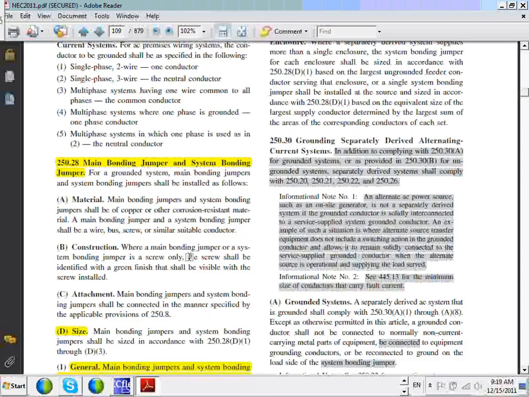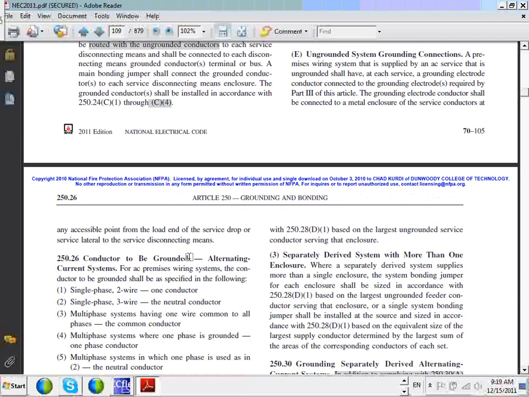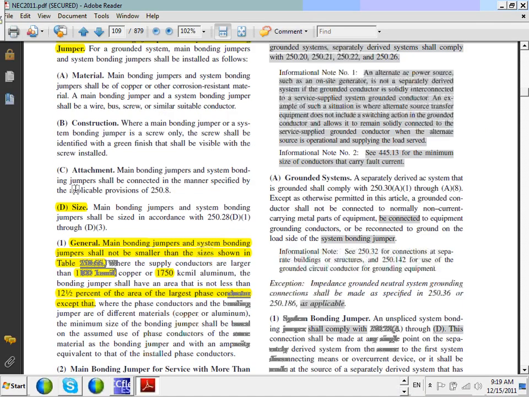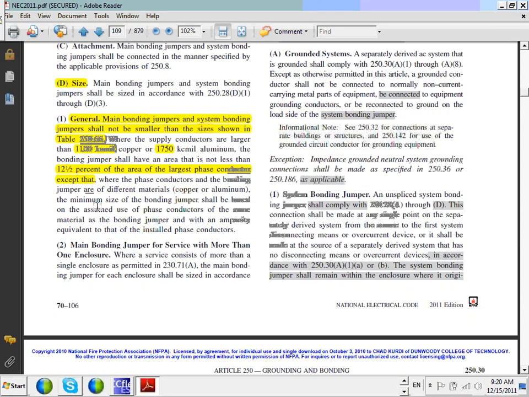Any question, guys, about this? Any question about that? This is very important to highlight. Are you adding the areas together, or the value of the conductor? Together. You're adding the kcm together.